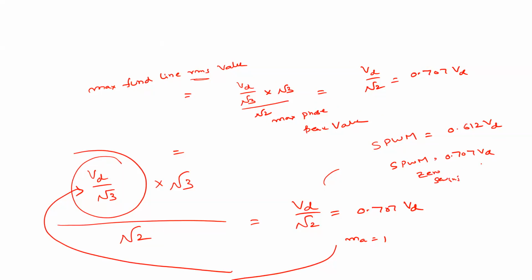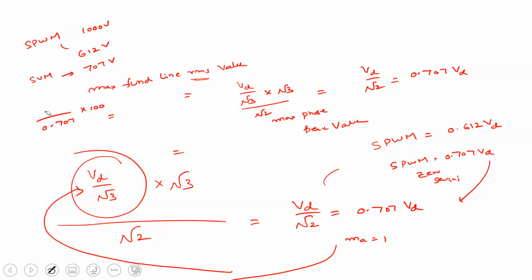So here the same value is obtained without injecting zero sequence harmonics, so we can increase the utilization of DC voltage. If you use SPWM with 1000 volts DC, you can get a voltage of 612 volts. If you use SVPWM, you can get 707 volts. So that is the difference. How much is the voltage boosted? That means 0.707 divided by 0.612, so it will be 15.6% extra.